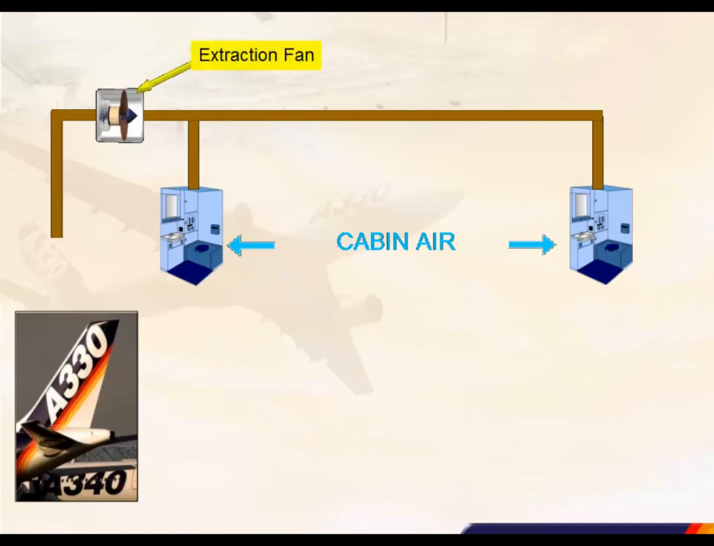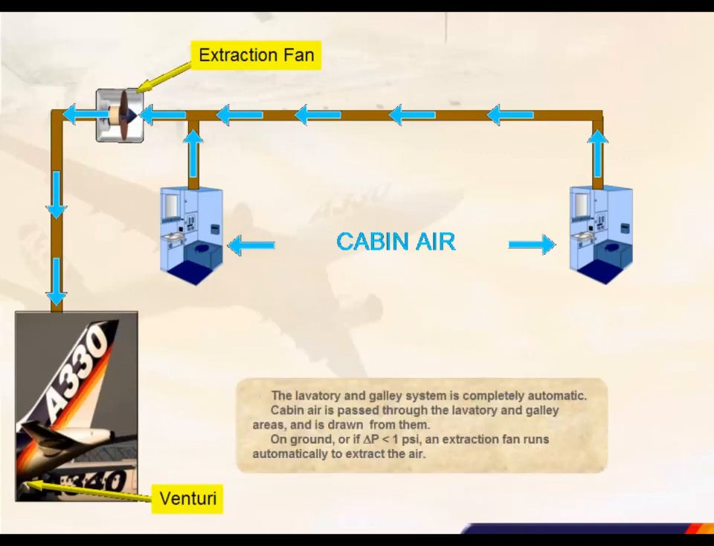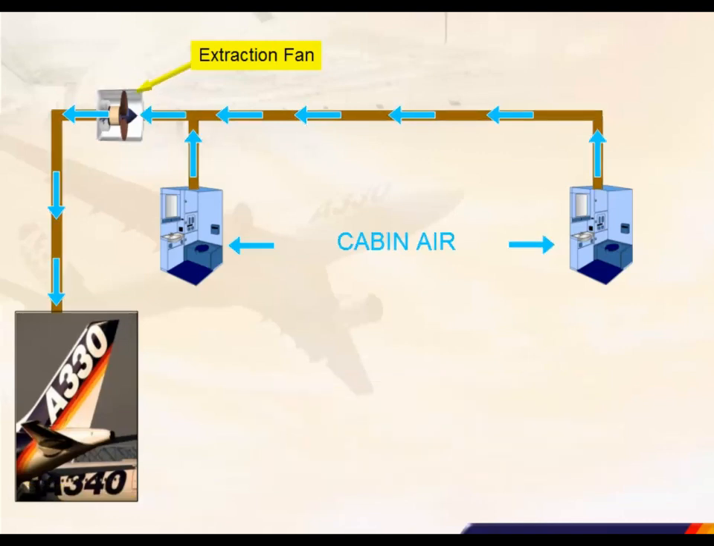On ground, or if delta P is less than 1 psi, an extraction fan runs automatically to extract the air. There are no controls or indications associated with the lavatory and galley ventilation system.